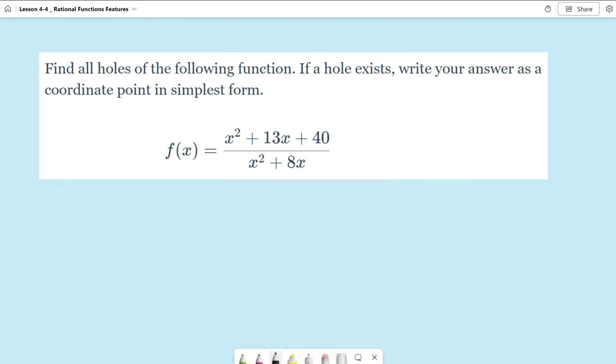All right, example number 6, our last example. Go ahead and copy this down, pause, and come back.